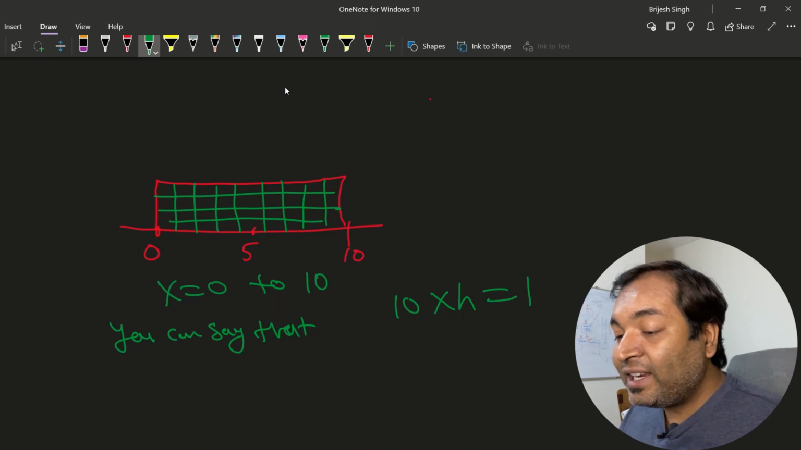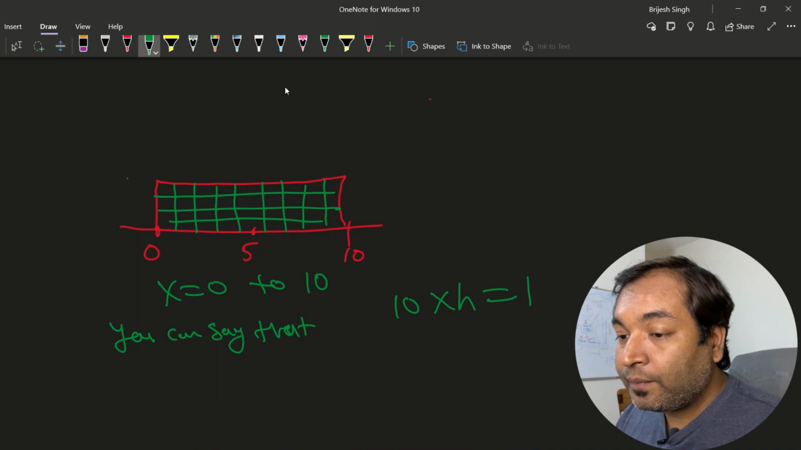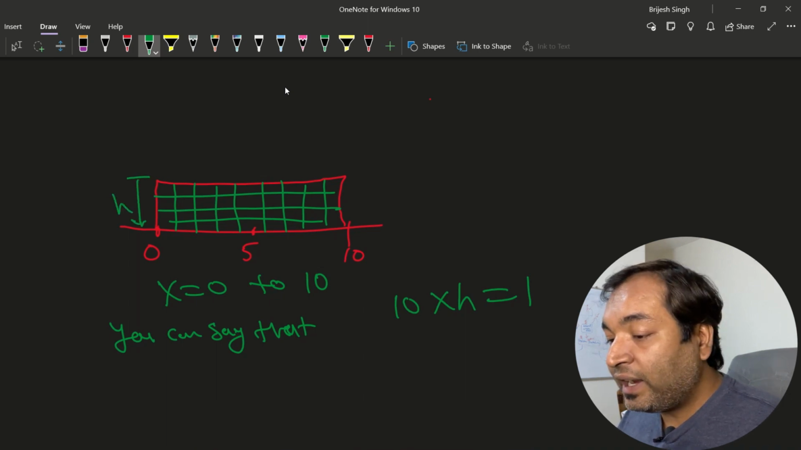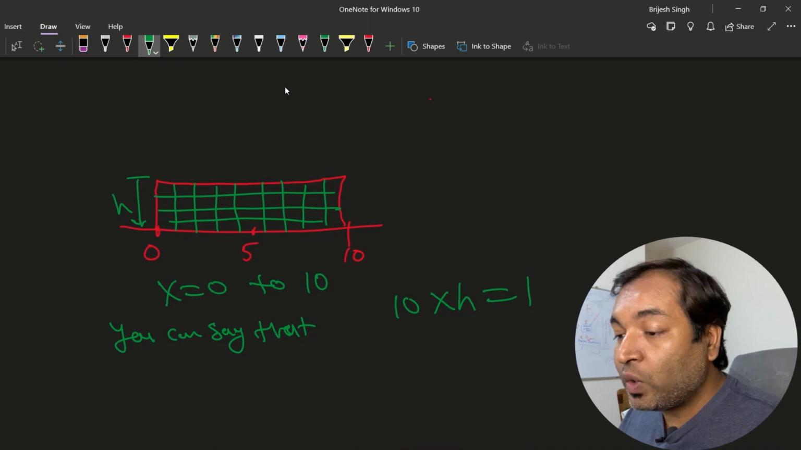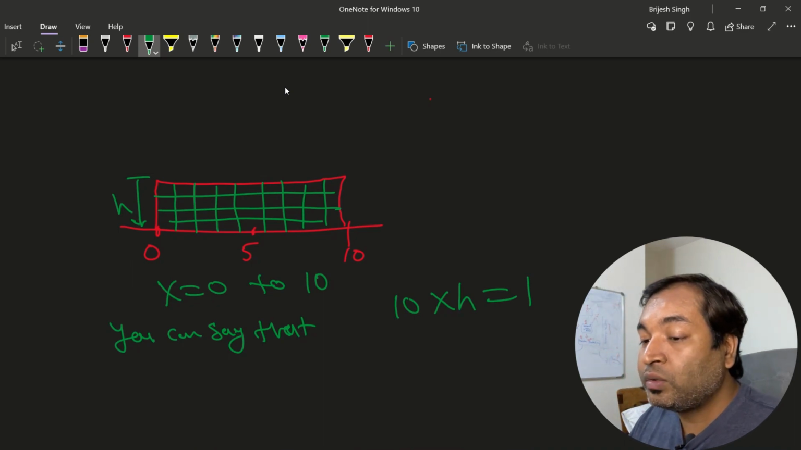So here, 10 is the range of the random variable, from 0 to 10, and h is the height. So this is the h. You can say that 10 multiplied by h equals 1, the area from 0 to 10. The range is 10, and the area would be 1.